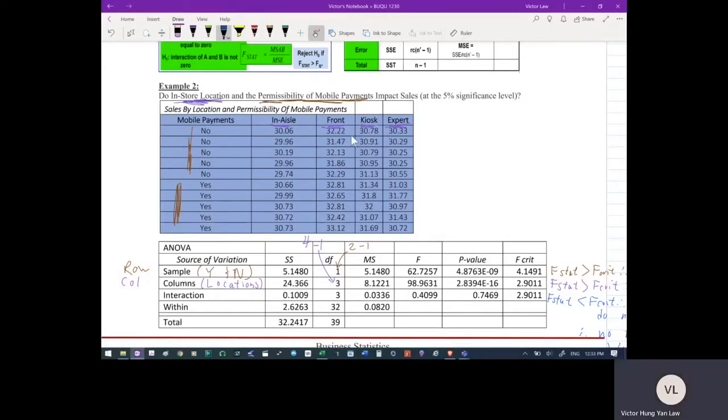And in this question, what we're dealing with is we're trying to see if these four locations, or the mobile payment options, will help us drive sales. That's what we're looking at. So I'll show you how to run the ANOVA analysis in Excel right now.